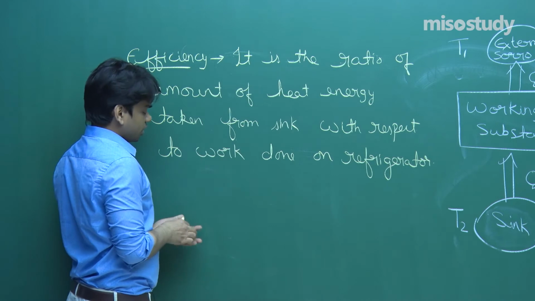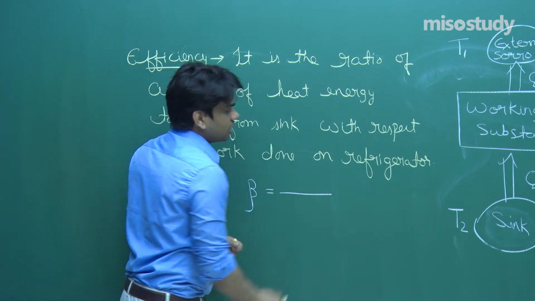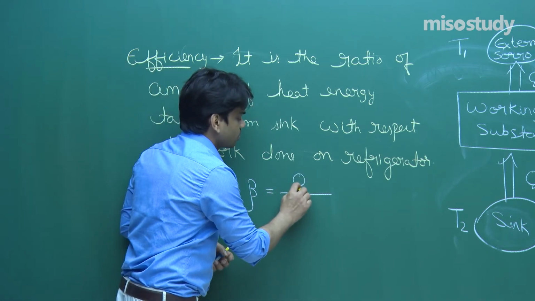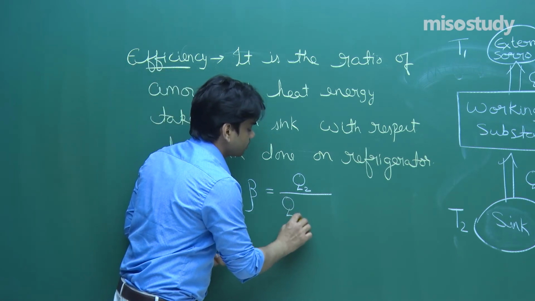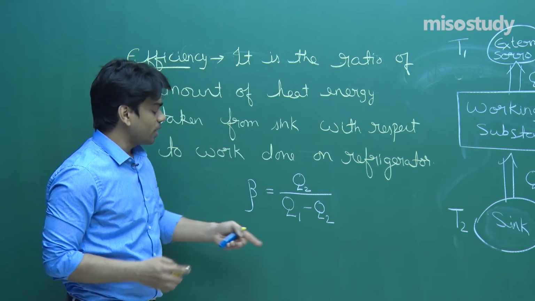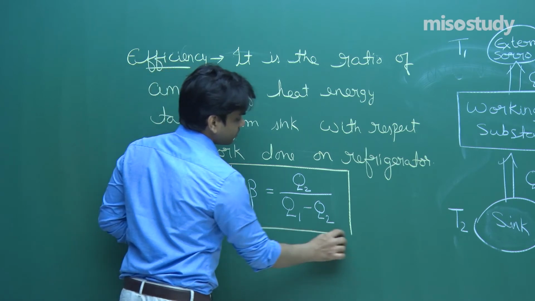Now see, we know that the efficiency can be given as, if this is beta, beta will be the amount of heat taken from the sink, that is Q2, over the work done, that is Q1 minus Q2. Clearly you can see this relation. Q2 upon Q1 minus Q2, this will be the efficiency, speaking ideally.